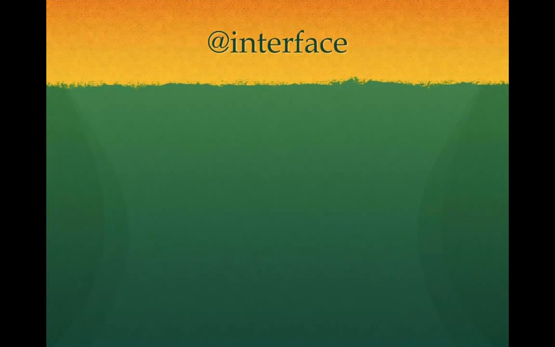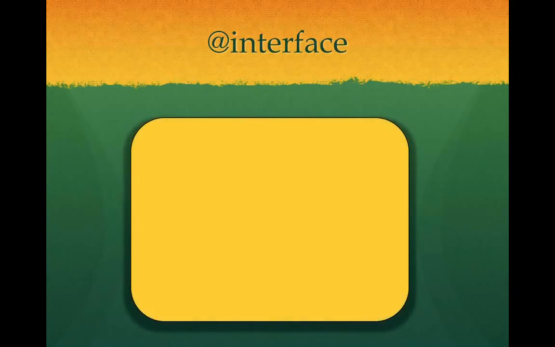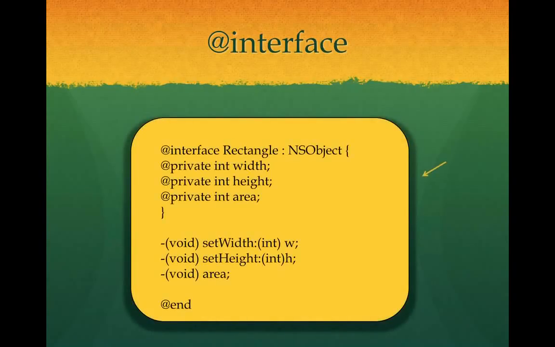Okay, so let's start with the .h file. This is our rectangle.h file. First of all, you have to check this: the .h file is also called the interface. I assume that you're already familiar with OOP. To start a .h file, you have to write @interface and end it with the @end sign here. So how do we fill this .h file?